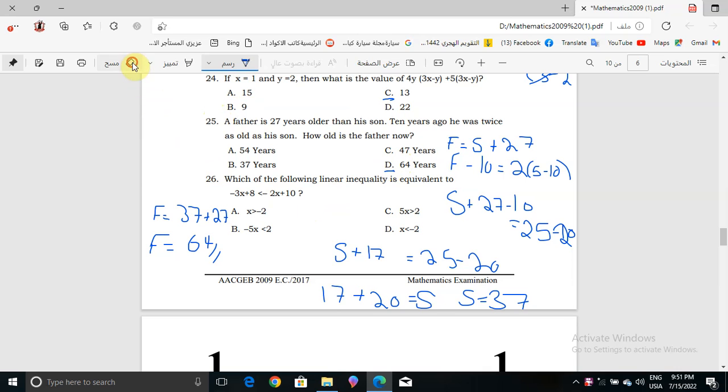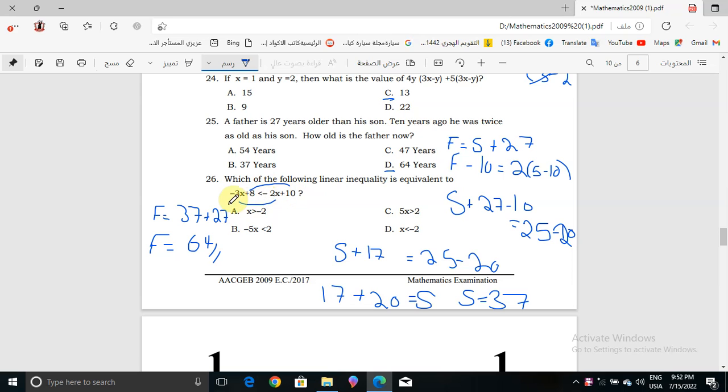Now let's go for question number 26. It says which of the following linear inequalities is equivalent to negative 3x plus 8 less than negative 2x plus 10. Okay, I think no need to write it because already you know how to write it. First of all, we will collect the like terms together. That means negative 3x plus 2x, because we will shift it. Then we will shift 8 to 10. That means it will be negative 8 and positive 10. Then negative 3 and positive 2, that means we will have negative x, right? Then less than positive 10 minus 8, that means it will be 2.